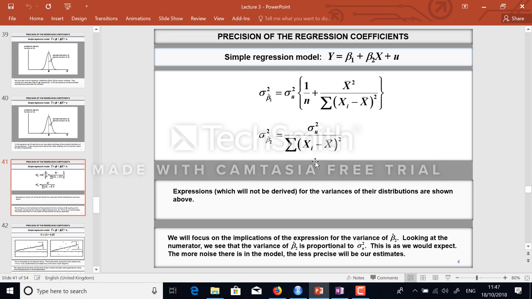It's causing the density curve to be narrow. So we would like to have as much variation in x that could explain y for this to be more efficient, for the estimator to be more efficient. Makes sense to you guys? Okay.